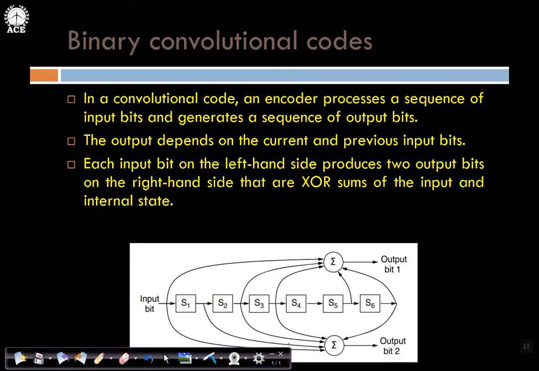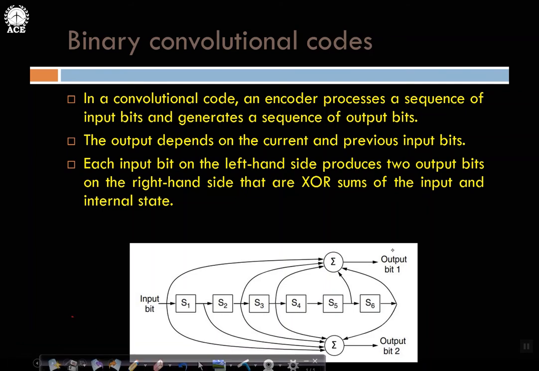Like you see the lines which are coming, it takes not only from the current bit positions but also from previous bit positions. Current bit at this stage is maybe, for example, this, and the previous ones become these. That is the meaning. Each input bit on the left hand side produces 2 output bits. So this is the first output.